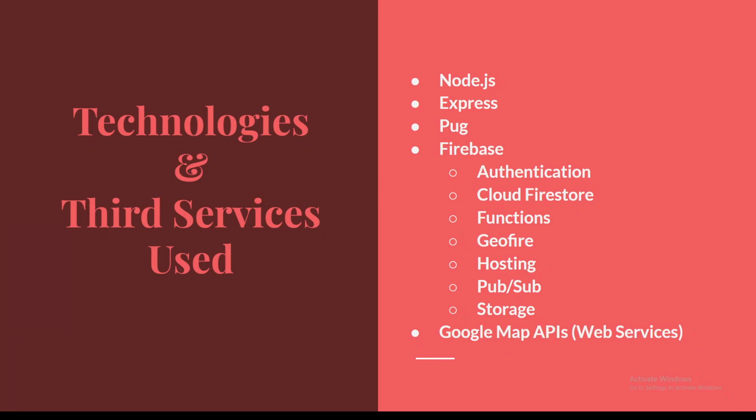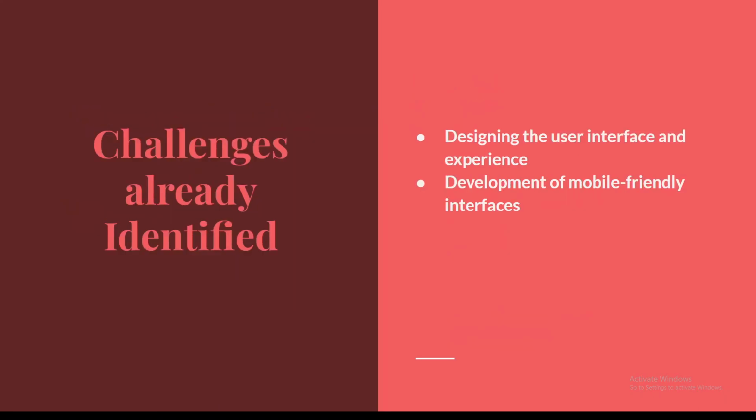The Google Maps API, the main product of the Google Maps API we are using is the Distance Matrix. We get the riders within the particular radius using GeoFire, and compute the distance of those riders using the Google Maps API Distance Matrix. It's a web service.